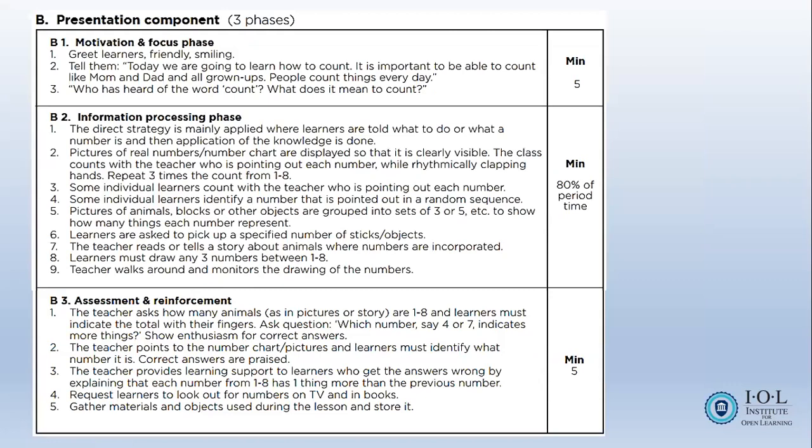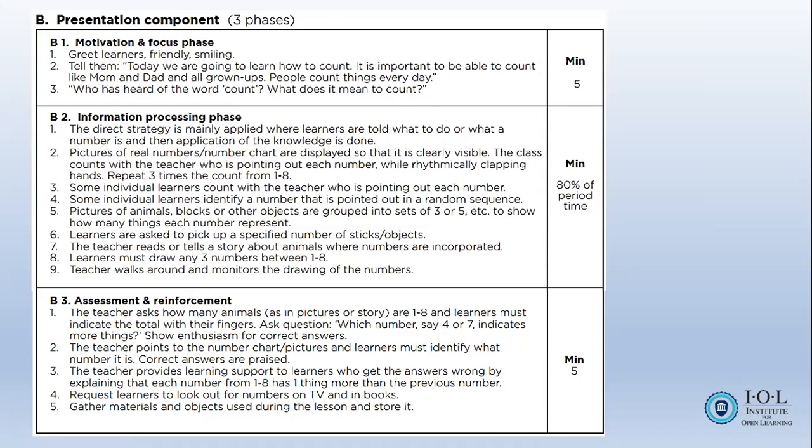We have the presentation component, which is phase 3. Now we need to have the motivation or the focus phase. That is where you get the attention of the students. You will have to get the attention of the students. Yes, critical, learner friendly, and this doesn't count. This is obvious. You need to do this. But from 2, we would want to see how you caught the attention, or how you gained the attention of the students.